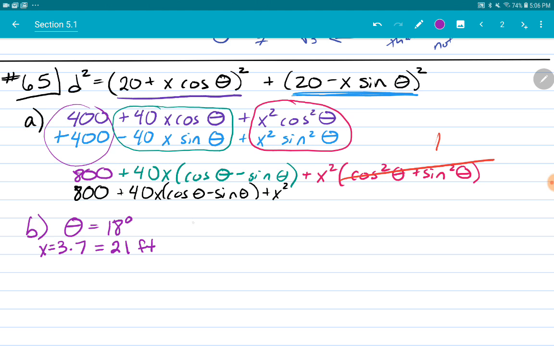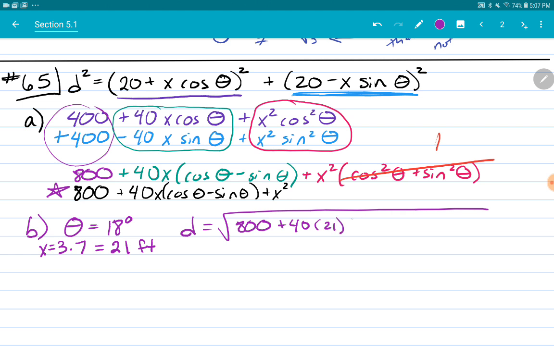And then I just plug and chug. So I've got my distance formula here. I'll have to find the square root of this. So to solve for d, I get the square root of all of this. Let's use this formula right here: 800 plus 40 times x, which is 21, times cosine of theta minus sine of theta. So that's cosine of 18 minus sine of 18, plus x squared is going to be 21 squared.